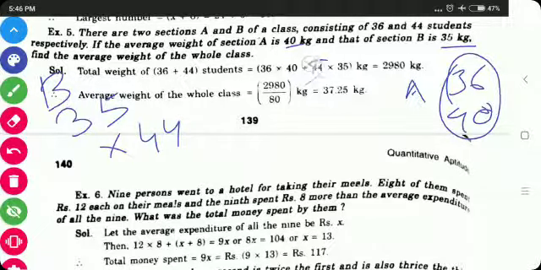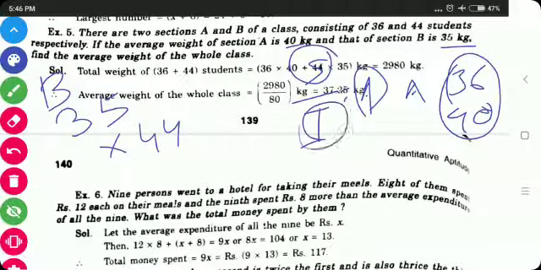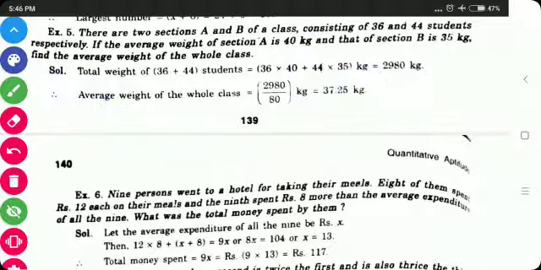As we know, sum upon the number of observations is equal to average, so we find the sum as average into the total number of observations. So the total weight of 36 plus 44 students is 36 into 40 plus 44 into 35, which is equal to 2980 kg. So the average weight of both A and B classes is 2980 divided by the total number of A plus B, which is 36 plus 44, that means 80. So it is 37.25 kg.